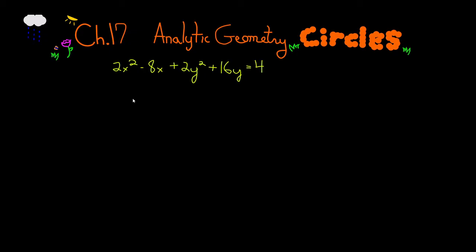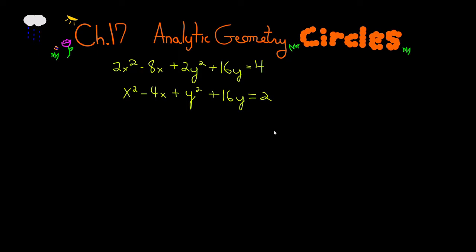So let's begin by first getting this equation in the form of an equation for a circle. The first thing I want to do is look at each of these terms, 2x squared, 8x, 2y squared, 16y, and 4, and I recognize that they are each divisible by 2. So I'm going to divide this whole equation by 2, on both sides, and simplify it a bit.